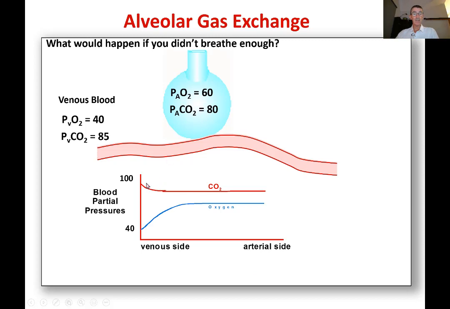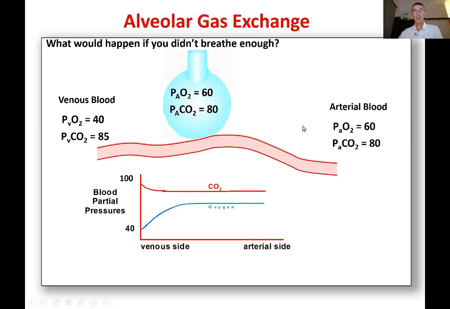So now if you look at what's happening, as the venous blood arrives, the venous blood arrives with an oxygen pressure of 40, which fully equilibrates as it passes the capillary, but again, it's not going to the same high level as in a healthy person because you're not breathing enough, and the alveolar oxygen pressure is 60, so it's plateauing off at about 60. Carbon dioxide fully equilibrates, but it's equilibrating at a much higher level because you're not breathing enough.